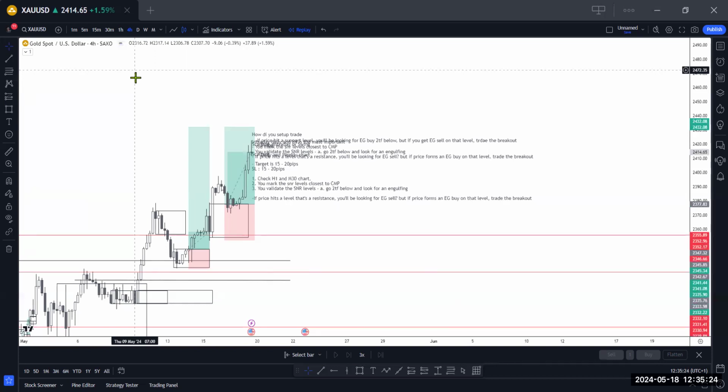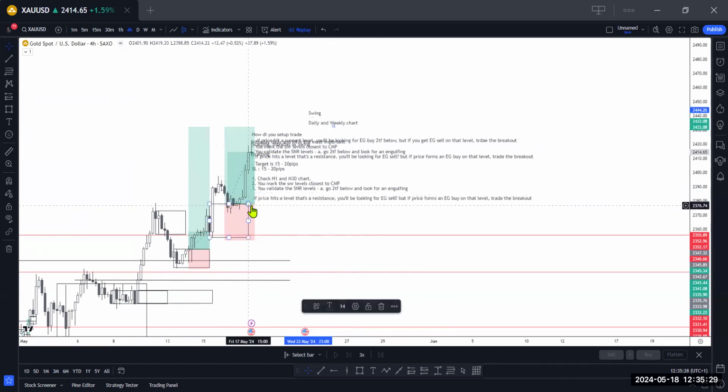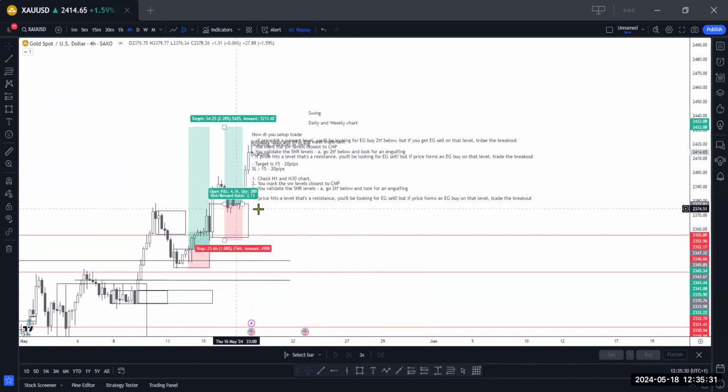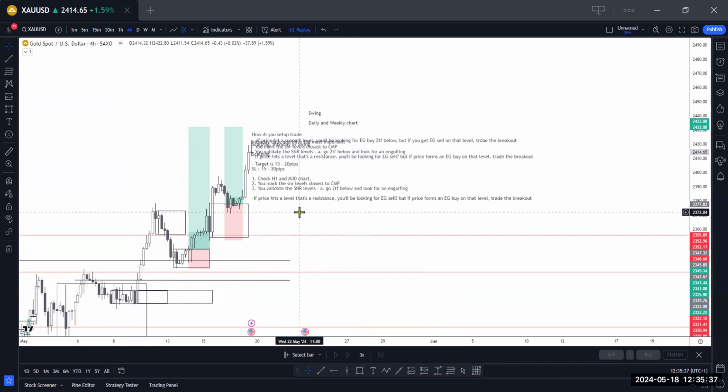Okay, so I think that's everything I need to say about how to set up a trade. Each of these things plays a vital role. You know your targets, you know how many pips you need to target, and every other detail.